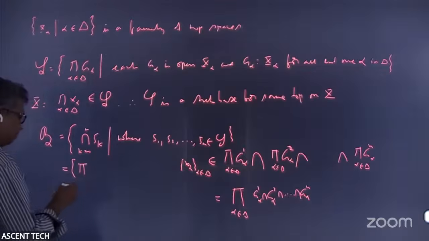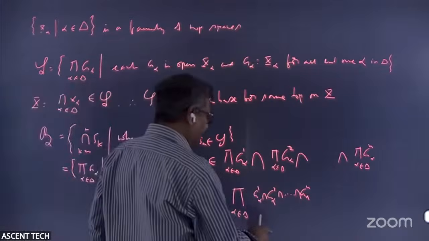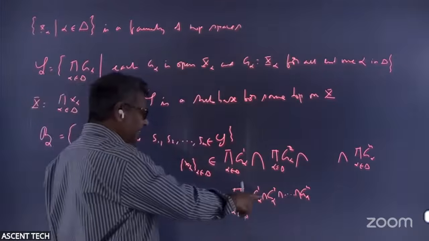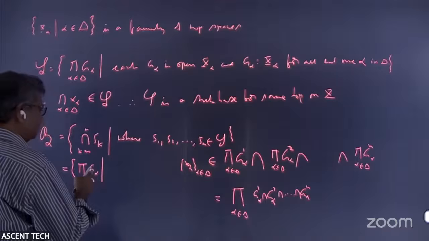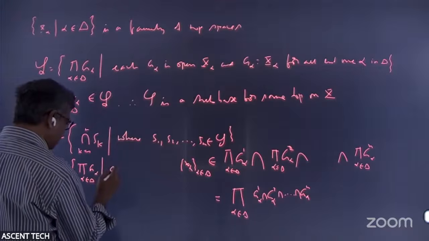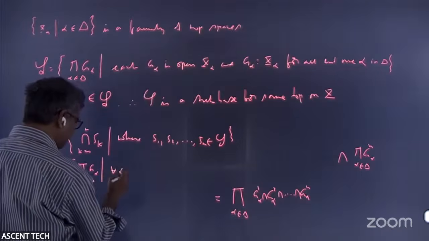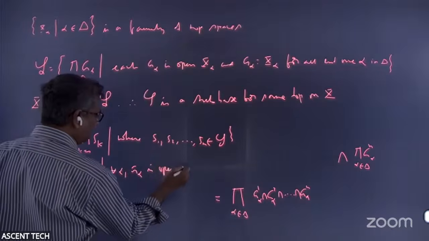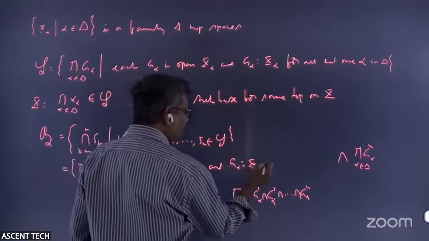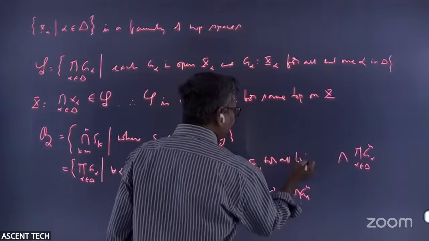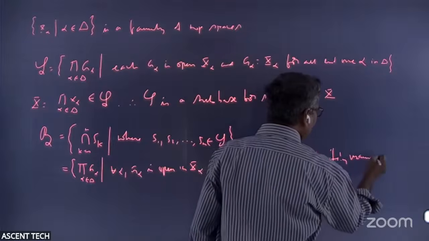So this is nothing but a product of G alpha, alpha in delta, where finitely many places are proper open sets G alpha and the rest are X alpha. That is, for each alpha, G alpha is open in X alpha, and G alpha is X alpha for all but finitely many alpha. That is what our definition is.